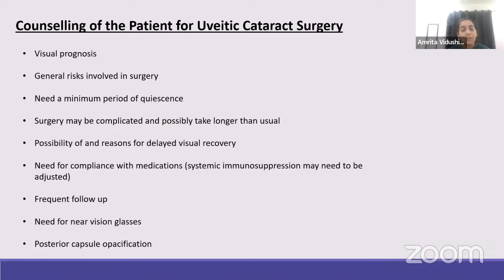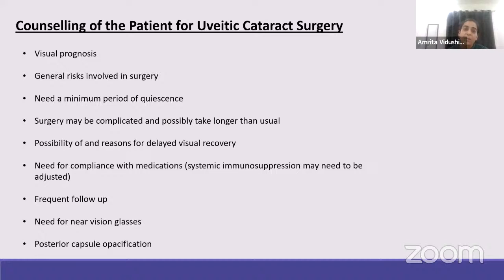The surgery is a complicated one and not like a regular one. So it has to be explained to the patient that it might take longer than the usual cataract surgery, so the expectation level is very realistic. The possibility that the patient will have a delayed visual recovery should be explained. There should also be emphasis on compliance with medications, because sometimes the patient might just abruptly stop a steroid. So we have to tell him that he has to be very compliant with the medications, requiring frequent follow-ups.